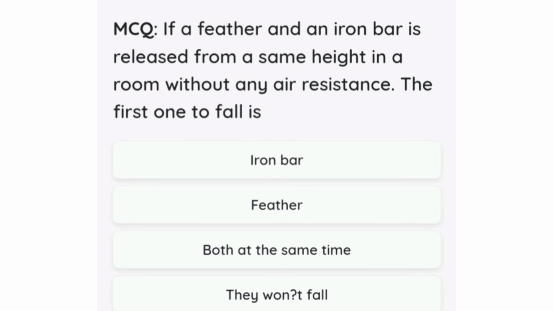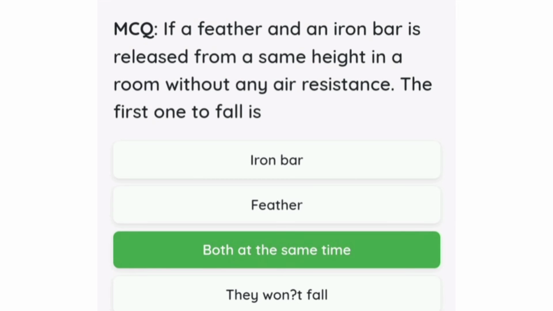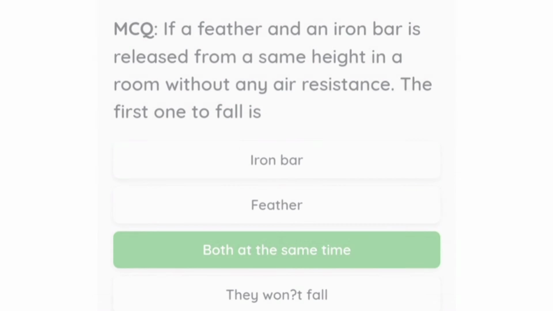So next we have: if a feather and an iron bar are released from the same height in a room without any air resistance, the first one to fall is. So the right answer is both at the same time, because in the absence of any kind of resistance, both objects will fall at the same time.